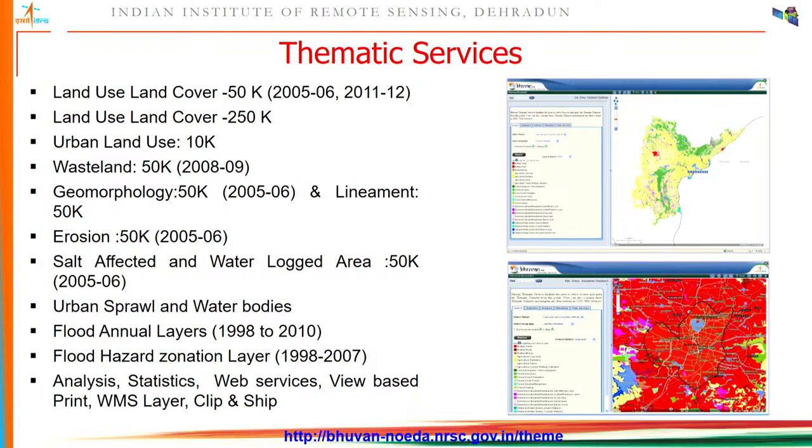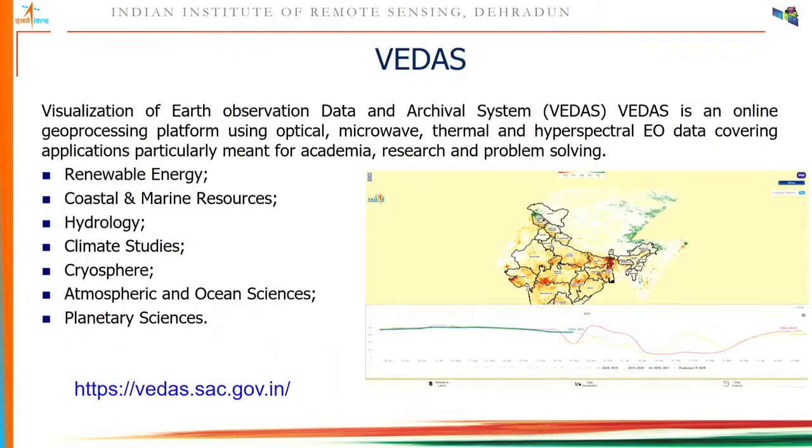So these are the themes from land use to urban, wasteland, geomorphology, soil erosion, urban sprawls, flood annual layers, hazard zonation map, and different analytical tools, their data products, and so on, which are readily available from this data repository.